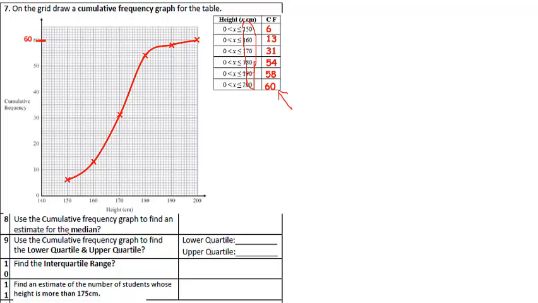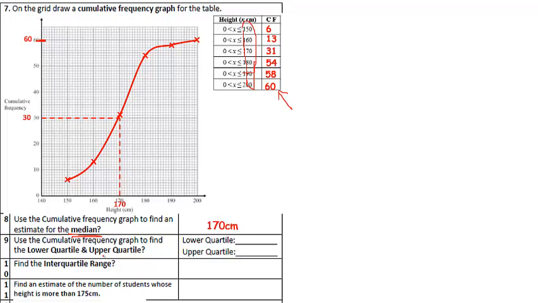In part 8, we're going to use the cumulative frequency graph to find the median. We know there's 60 of them altogether, so half of that is 30. Write in 30 over there. Draw a line across and then go downwards. Your value might be slightly off from mine, but I'm getting 170. I'm writing the units, it's height, so I'm putting centimeters.